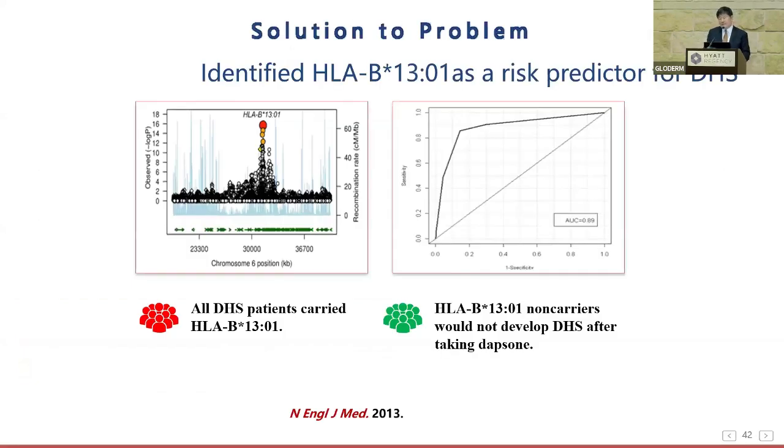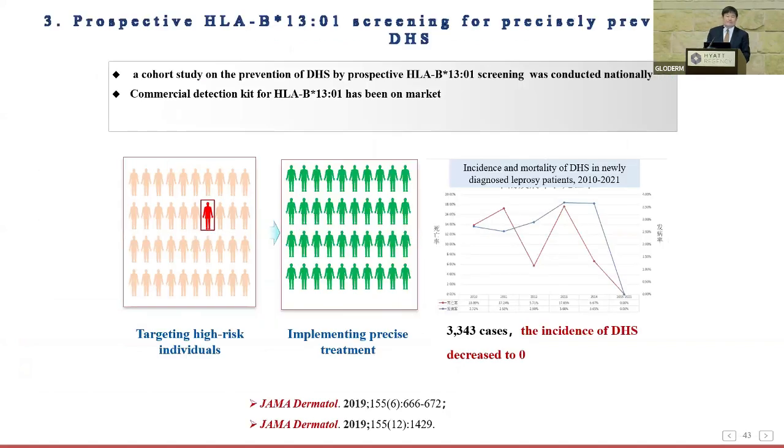And also, we found the Dapsone hypersensitivity individuals carry the allele of HLA-B*1301. The individuals who do not have this allele will not develop Dapsone hypersensitivity syndrome. And we implement a screening campaign for all the patients. Before the patient takes Dapsone, we do the screening test. If the patient does not have the allele, we use MDT. Otherwise, we use alternative therapy. Thus, Dapsone hypersensitivity syndrome has been eliminated in China.